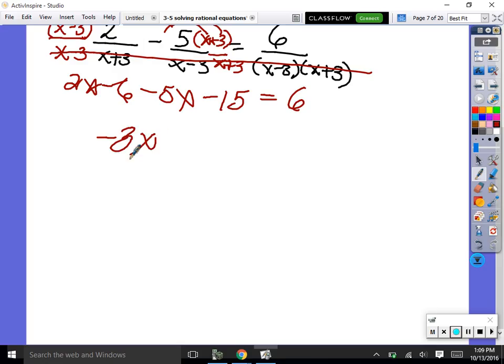That's negative 3x. It's like in this section the smartboard's having issues in the school. Negative, I'm so mad. Negative 3x.